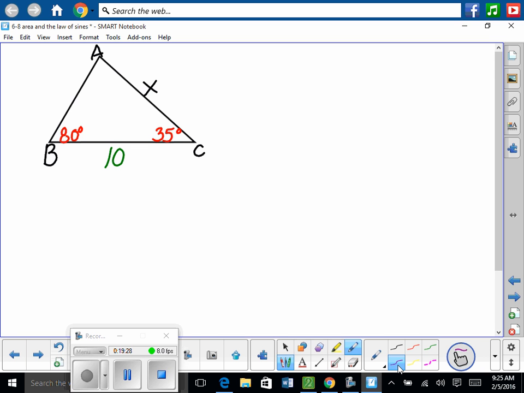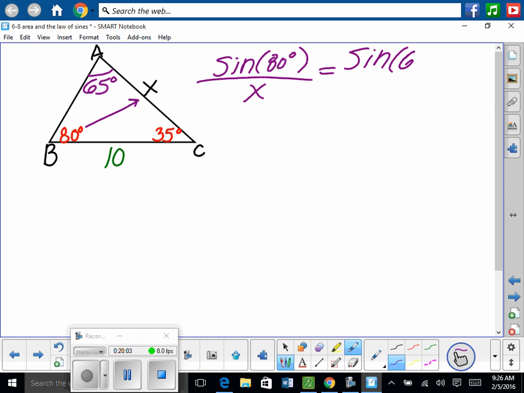I know I can do sine of 80 degrees over x, which had better be equal to, well, don't we only have side 10? So don't we need the angle right here? Can't we find that quickly? 180 minus 80 minus 35 is 65 degrees. So we know that sine of 80 degrees over x will be equal to sine of 65 over 10. And now we'll algebraically solve for x.